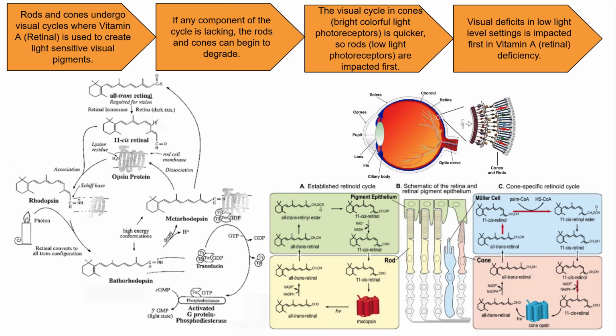So, the visual cycles are important because it's just how retinol is used to create light sensitive pigments. When any aspect of the cycle is lacking, the rods and cones can begin to degrade. The visual cycle in cones, which is the bright, colorful light photoreceptors, is quicker than the visual cycle for rods. I've heard the efficiency is often accredited to the molar cells that you can see in the blue box in the bottom right. Due to the extra efficiency of the visual cycle in cones, the rods, which are the low light photoreceptors, are impacted first by vitamin A deficiency.